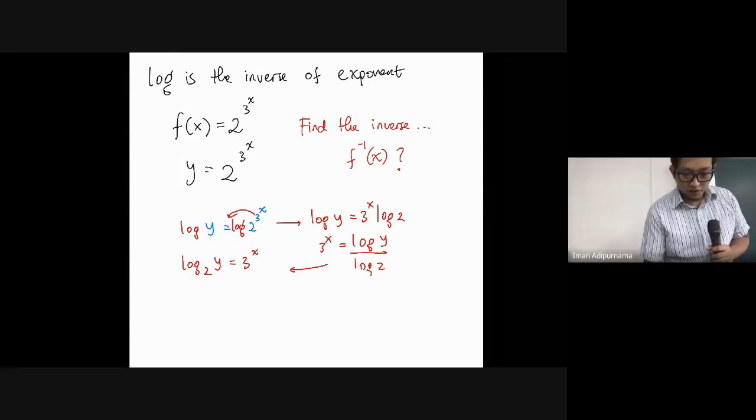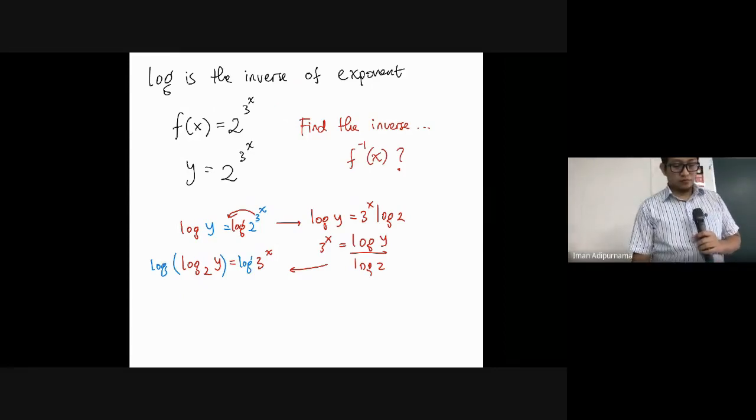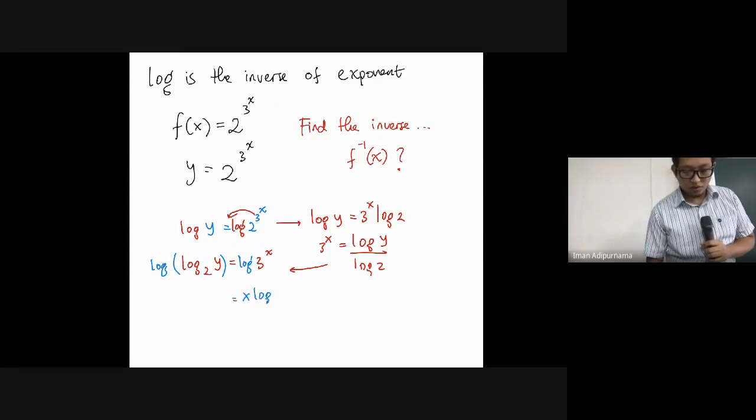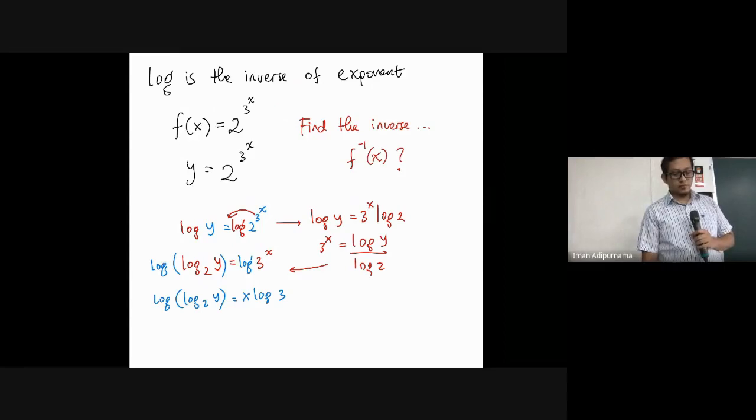So I can write this as just log like this. And it will be x log 3 equals log 2 of y. And we solve for x with the y inside. We solve for x, and this x will be the f inverse.